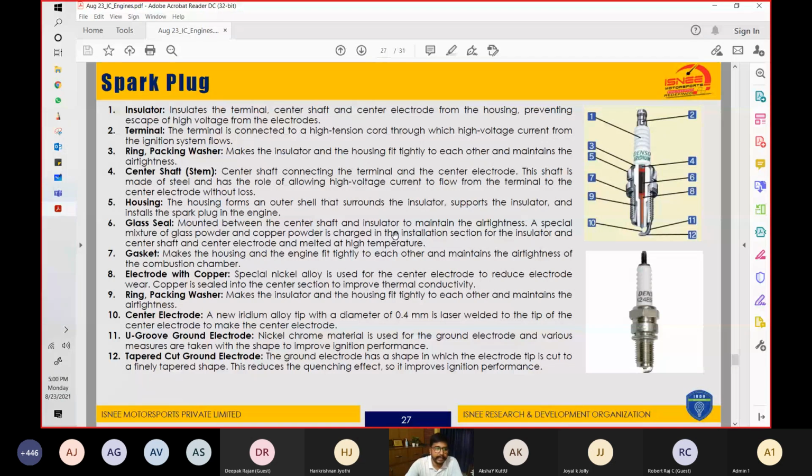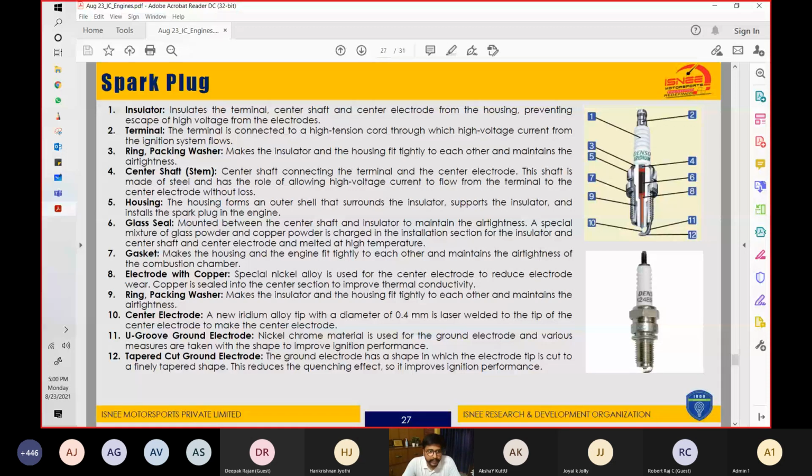Then part number 5 is the housing. You will see this external casing. The housing forms the outer shell that surrounds the insulator, supports the insulator, and installs the spark plug in the engine. Now when you install the spark plug inside the engine, these are the threads. There is a specific spot on the engine where these threads will be tightened up, and this works as the casing. Then part number 6, this part, the glass seal, is mounted between the center shaft and insulator to maintain air tightness.